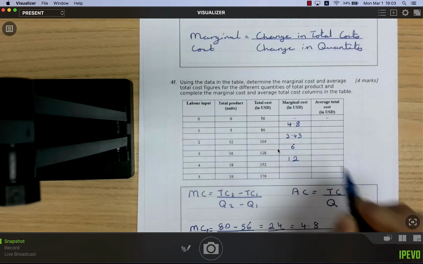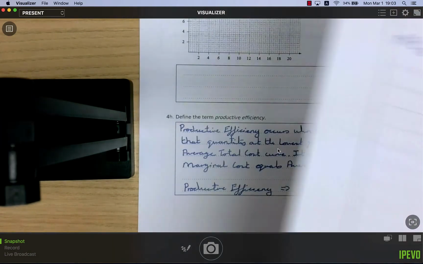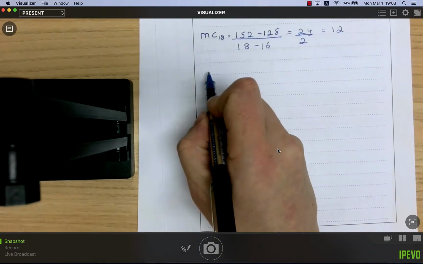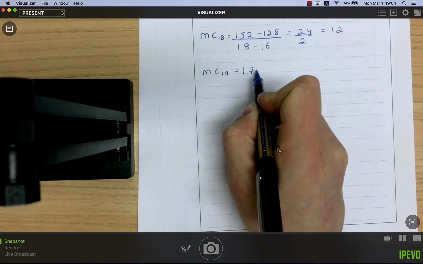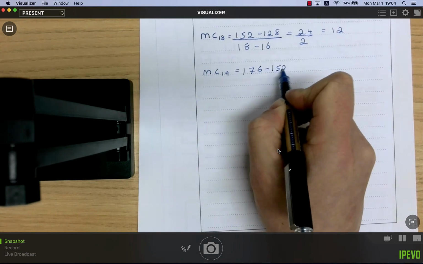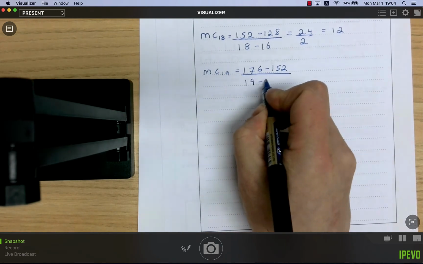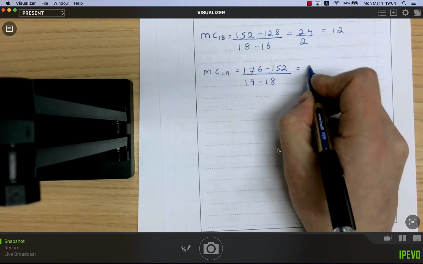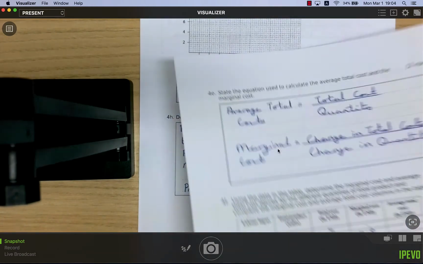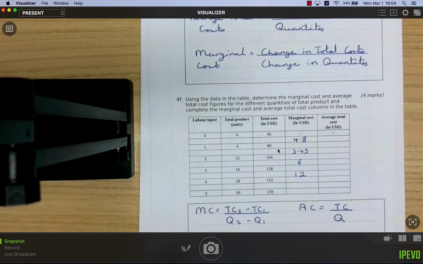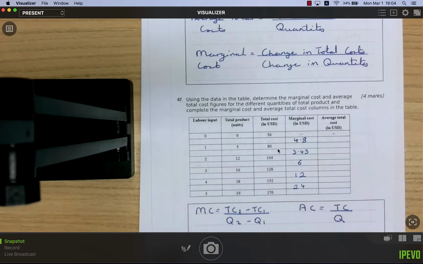And the last one is 176, and then there's 1 on the bottom. So it's the marginal cost of the 19th unit equals 176 minus 152 all over 19 minus 18, equals 24 over 1, which equals 24. The next unit costs us $24 to make, okay? And as we can see, marginal cost is rising because marginal product is falling.